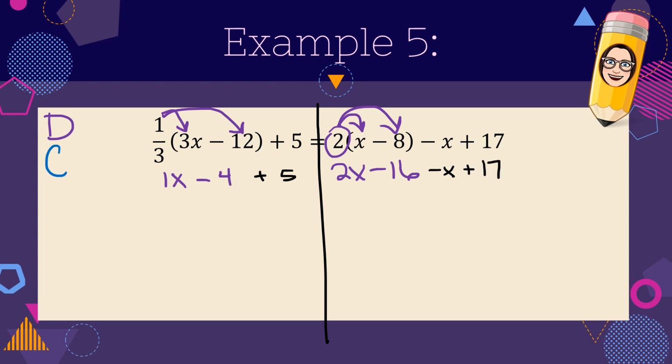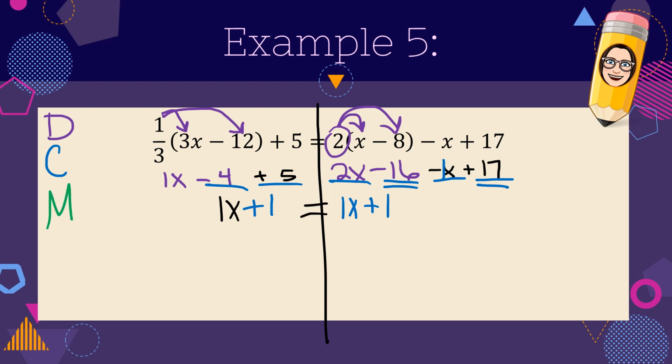Step 2, combine. Holy moly, look at the left side, okay? 3 things, but I can combine these. Negative 4, plus 5 is plus 1. I didn't use the 1x. On the right side, I see 2x's minus 1x. That's 1x. I see negative 16 and plus 17. That's a plus 1. Sometimes you have to combine a lot, and that's okay.